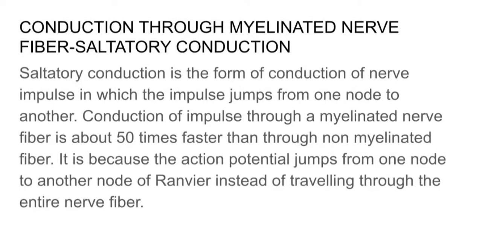Conduction through myelinated nerve fiber. Saltatory conduction. Saltatory conduction is the form of conduction of nerve impulse in which the impulse jumps from one node to another. Conduction of impulse through myelinated nerve fibers is about 50 times faster than through non-myelinated fibers. It is because the action potential jumps from one node of Ranvier to another instead of traveling through the entire nerve fiber.